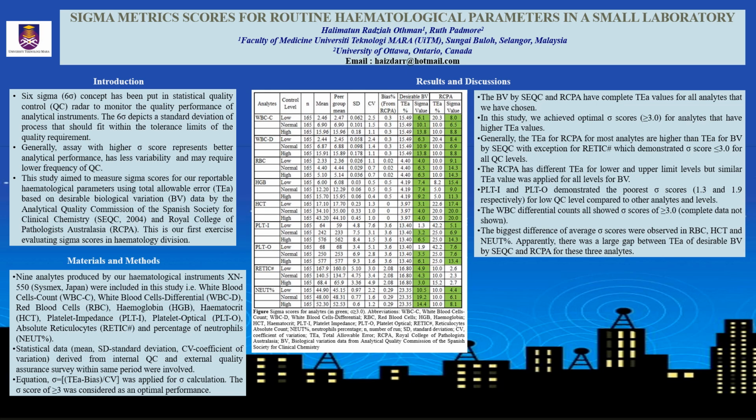Interestingly, the WBC differential counts all showed sigma scores equal to or more than 3, including WBC count and WBC differential. However, complete data was not shown. The biggest difference of average sigma scores between Spanish BV and RCPA were observed in RBC, hematocrit, and neutrophil percentage. Apparently, there was a large gap of TEa values between Spanish BV and RCPA for these 3 analytes.